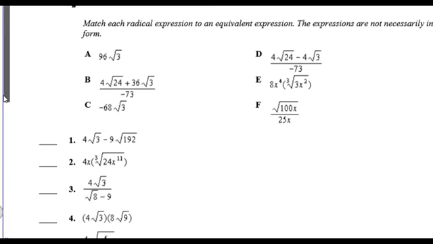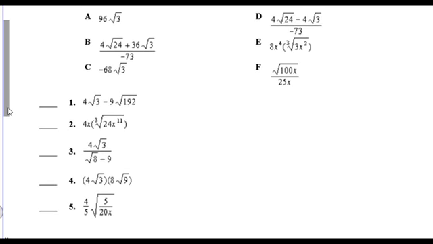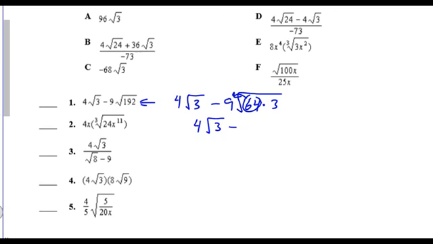Okay, matching. I think the easier way here is I'm going to start simplifying these. Let's see if I can start getting some of these other ones. So I'm going to rewrite this as 4 root 3 minus 9 root, and this ends up being, I can split it up as 64 times 3. So 64 gets to come out as an 8. So I've got 4 root 3 minus 9 times the 8 I'm bringing out here, which is negative 72 root 3. So in the end, 4 minus 72 is negative 68 root 3. All right, so 1 is C.